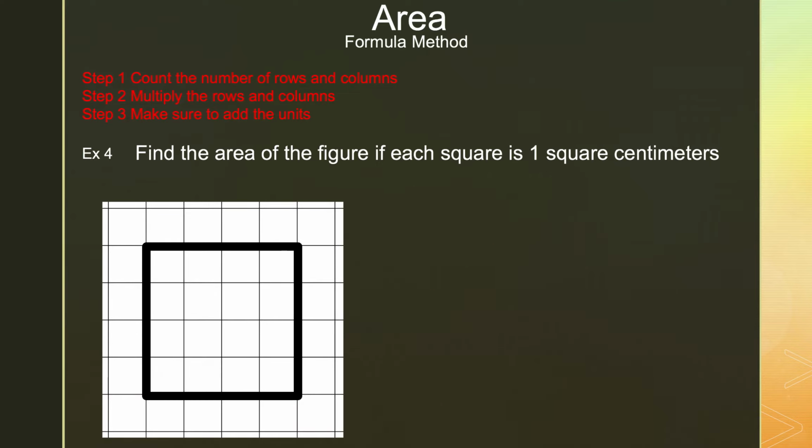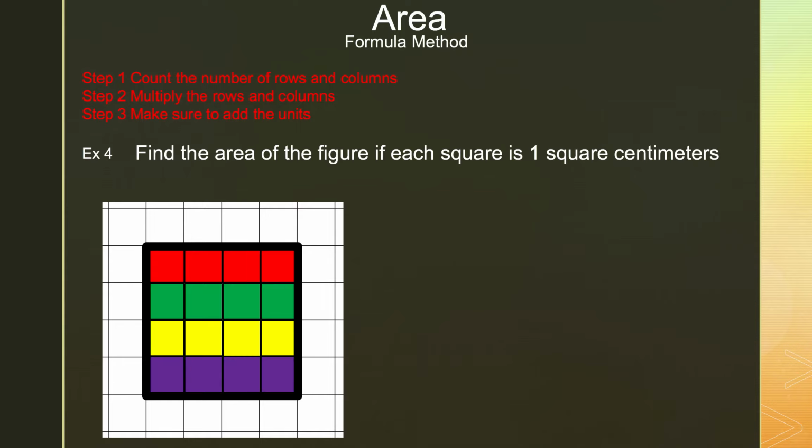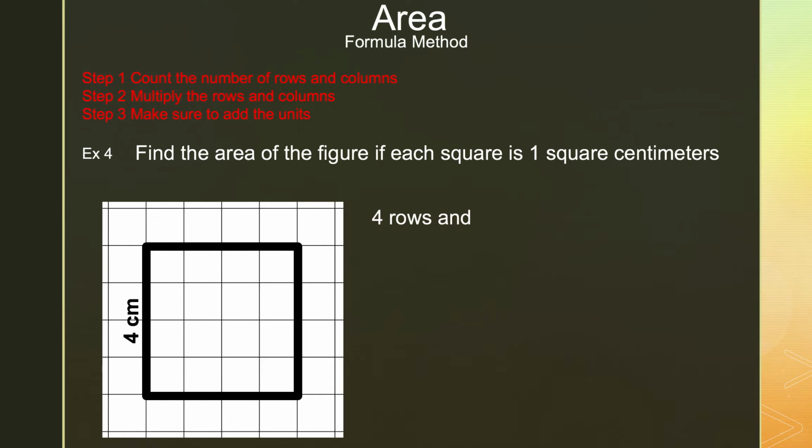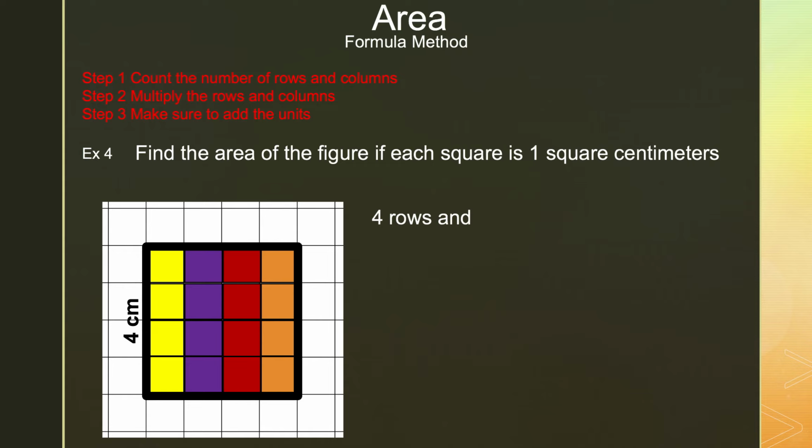Now let's take a look at this example. It's a little bit different, but as you can see, it is a square. So that one is actually a little bit easier. Now let's count the number of rows. As you can see, we have 4 rows because we have 4 colors. So now we're going to write down 4 cm. And then we're going to find the columns after that. So we have 4 columns because we have 4 colors going down. And now we can write the 4 cm on the top.